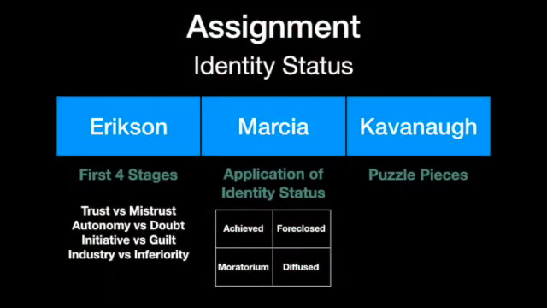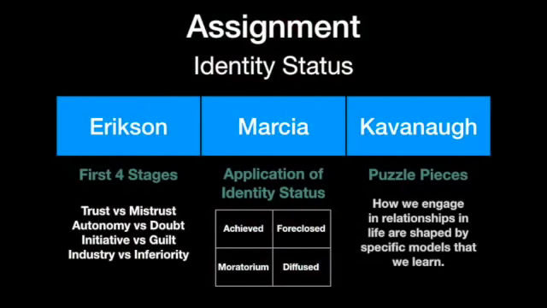Now, specific to the origins of that theory and what I was looking for when I started having the thoughts about it, what I'm examining in this particular assignment is the notion of how we engage in relationships in life as adults being shaped by the specific models of relationships that we've experienced and learned in the past.